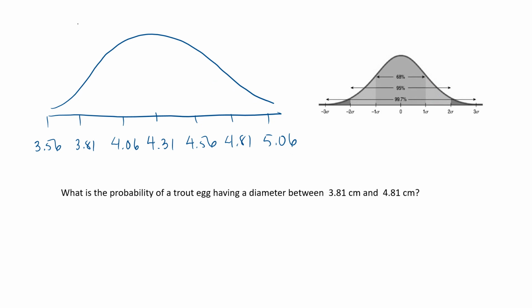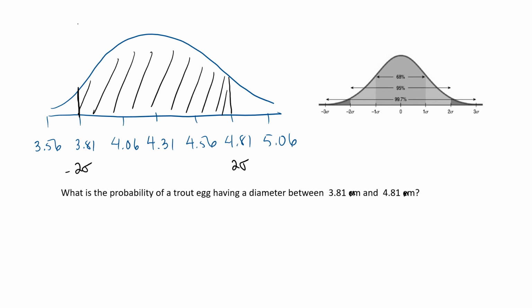So let's do that again. Again, this should be millimeters and millimeters. And this time I'm going to use 3.81. Here is my lower bound. So that's at 2 standard deviations down from the mean, to 4.81, which is 2 standard deviations above. And I want what percentage does that represent? Well, if I compare that to the standard normal, it's 95%.